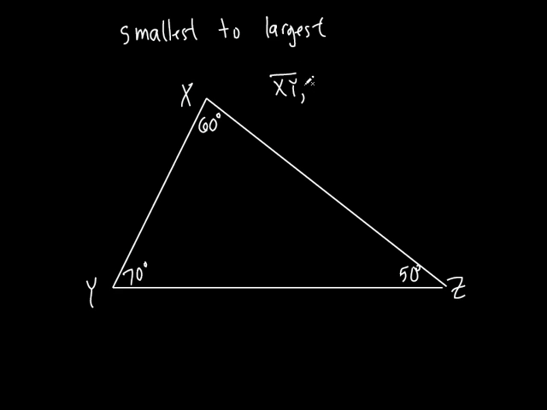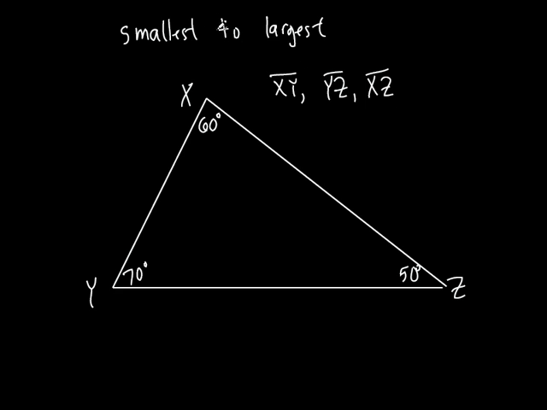What's the medium one? YZ, very good, because it's opposite the 60, which is the medium angle. So it's YZ. Put the line segment over top of it. And what's the largest side? It's XZ. I'm sorry, not angle, but side. XZ. All right, so that's the smallest, that's the largest.